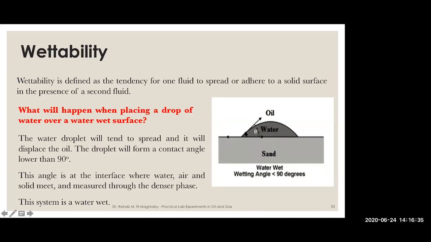So how can we measure the contact angle? I want to point this out. This is the surface, the contact between the water and the rock surface and oil. You draw a tangent to the interface between the water and the oil, and then you measure this contact angle through the denser phase. So which one is higher density, oil or water? Water. So you measure the contact angle through the denser phase. This is a water-wet surface. The contact angle was lower than 90 degrees, and the water spread.